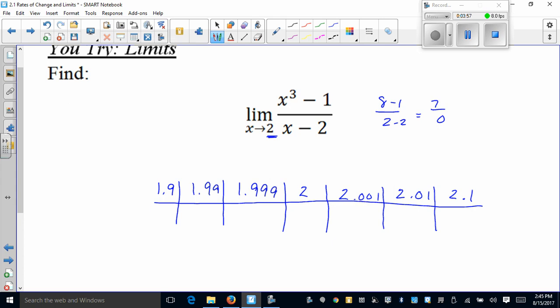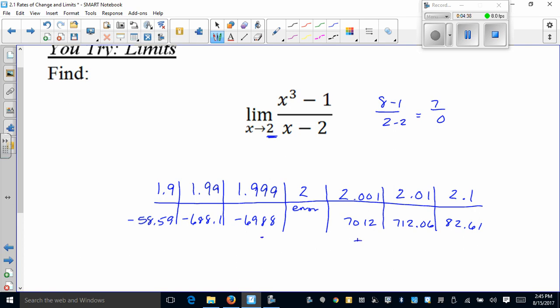Okay, so on this one, as I put in, I get negative 58.59, negative 688.1, negative 69.88, and this is going to give me an error. And if I start at 2.1, I get 82.61, 712.06, and 7012. Negative numbers, positive numbers, they're both going in different directions, so again, does not exist. And that is the biggest thing.